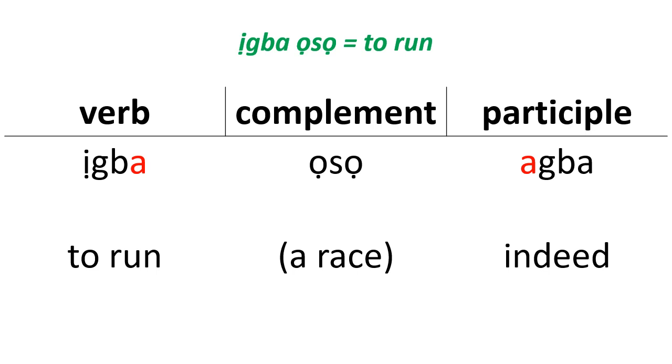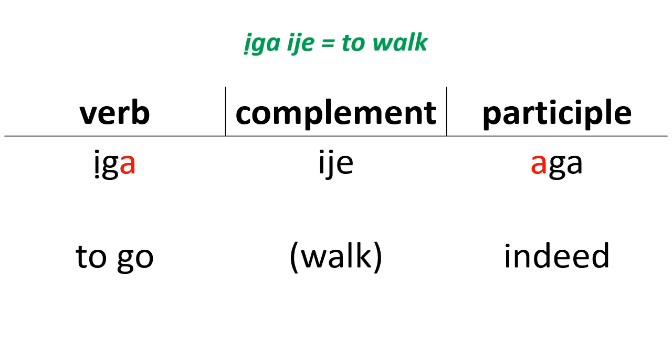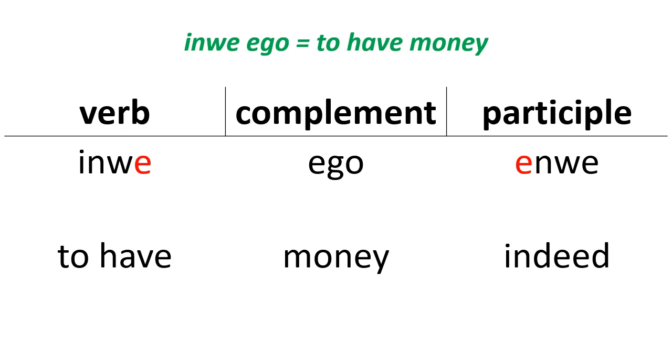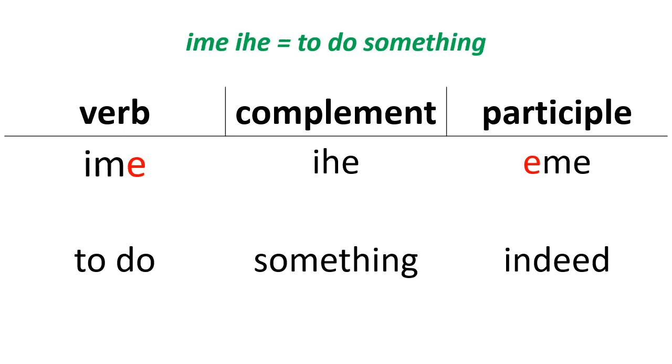Igba, igba ọsọ, to run. I've highlighted the end of the main verb and the beginning of the participle to show you how they coordinate. Igba ọsọ agba. Ịga, ịga ije, to walk. Ịga ije aga. Inwe, inwe ego, to have money. Inwe ego enwe. Ime, ime ihe, to do something. Ime ihe eme.